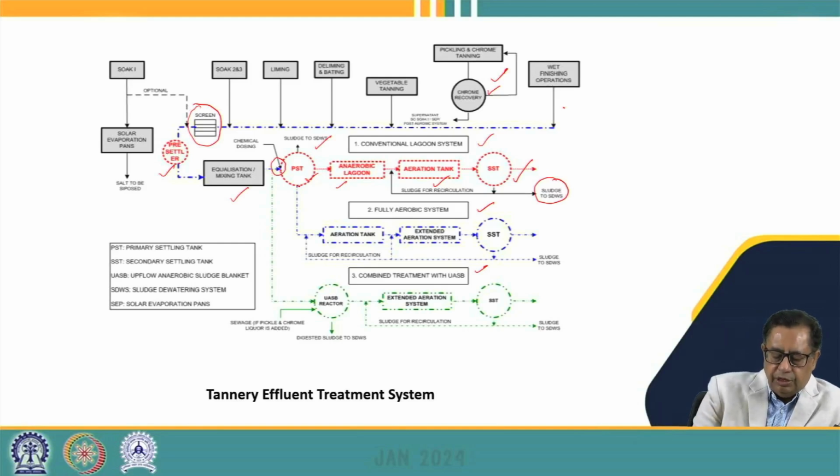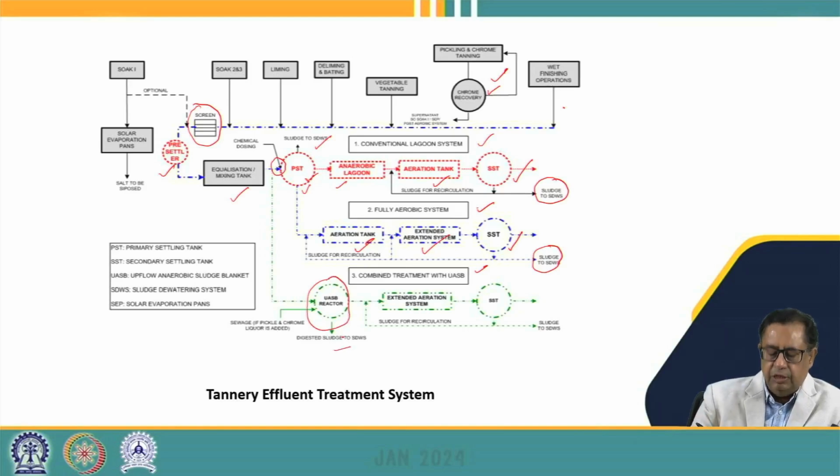Or we can also take the primary sedimentation tank effluent to a fully aerobic system where the aeration tank is used, followed by an extended aeration system, and the secondary settling tank from which the sludge is generated and taken to the drying beds. Or we can take it through a combined treatment with the upflow anaerobic sludge blanket, UASB, where we do not require any primary sedimentation tank. We can take the wastewater from the equalization tank directly to the UASB reactor, where the sludge is generated.